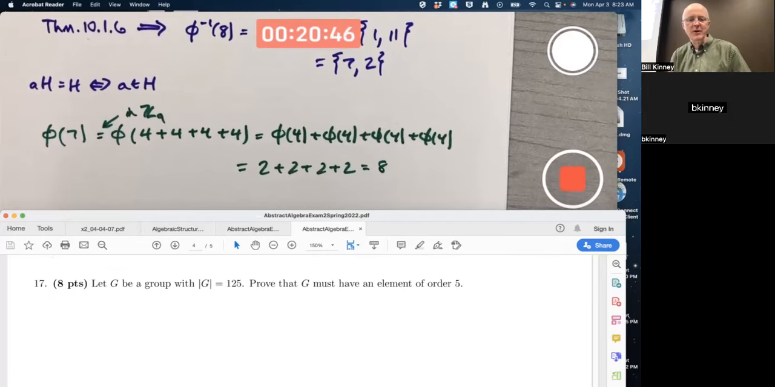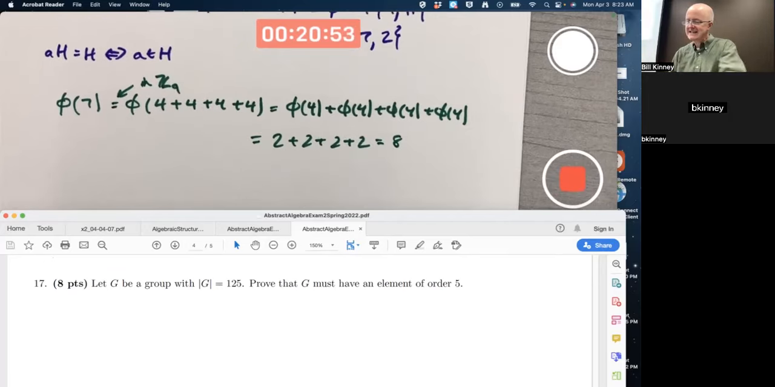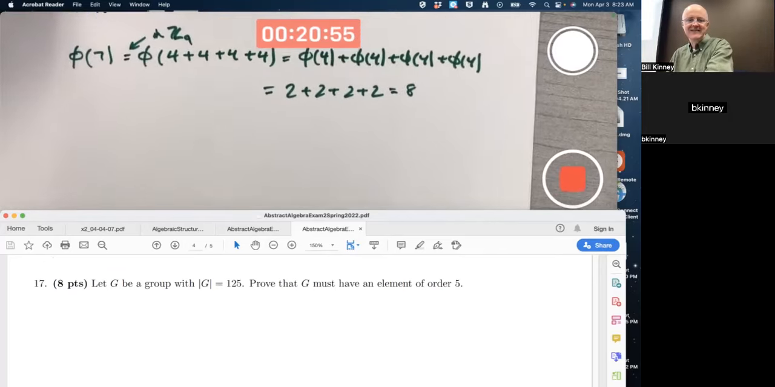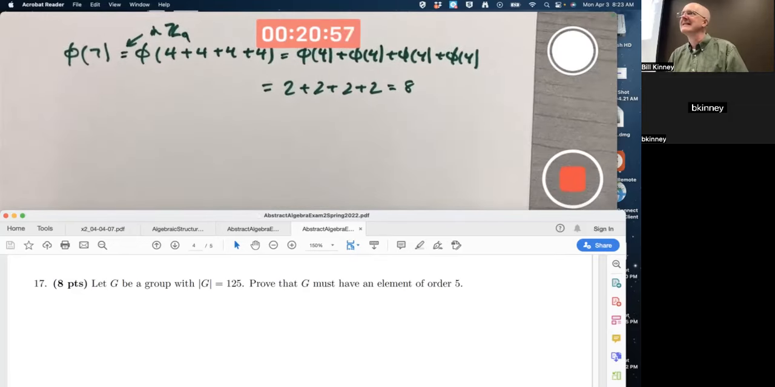17. Let G be a group with order 125. Prove G must have an element of order 5. Doesn't sound easy again. What's the best overall strategy here, do you think?